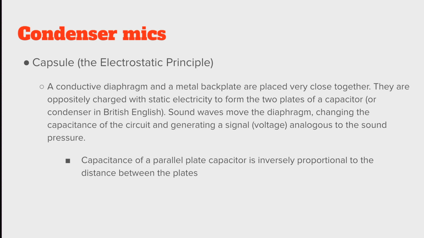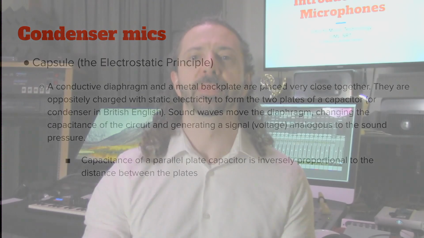So finally, we want to talk about the third type of microphone that we're going to talk about in this portion of our lecture. This one is based on a different principle. This one is based on something called the electrostatic principle. So before, we had a piece of metal that was moving back and forth through a magnetic field. Now, with this type of microphone, we're going to have something a little bit different.